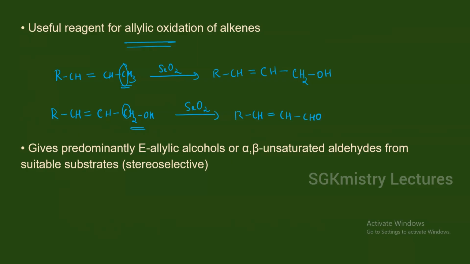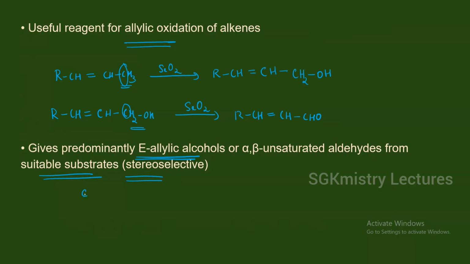Next, talking about the other applications, it exhibits a useful stereoselectivity, especially in the reaction with trisubstituted gem-dimethyl alkenes. So here the products are always predominantly the E-allylic alcohol, okay? Especially when you're using suitable substrates. And again, this is a stereoselective reaction.